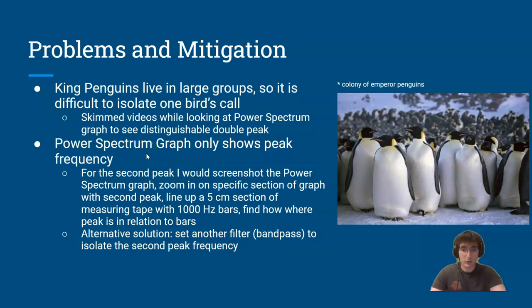And the power spectrum graph shows only the peak frequency. So all the other frequencies I found by taking a screenshot, zooming in on the screenshot until the major bars of the power spectrum graph, which are 1,000 hertz apart, were 5 centimeters on the measuring tape. And then I would mark where those are with the minor tick bars, and that's how I found the secondary frequencies. A better solution, which makes a lot more sense and is a lot more accurate, would be to set a bandpass filter and isolate the second peak frequency. So that's why you don't necessarily need a measuring tape.